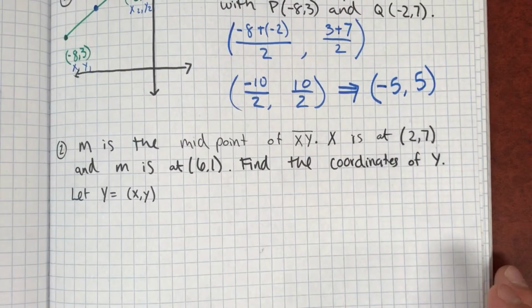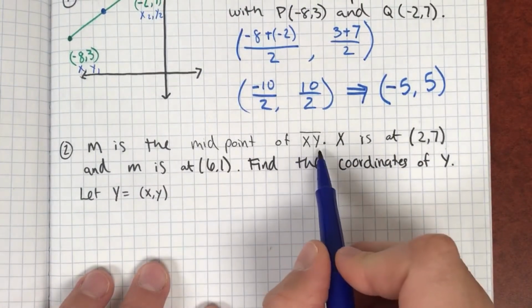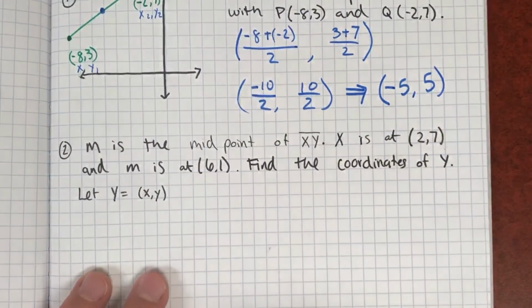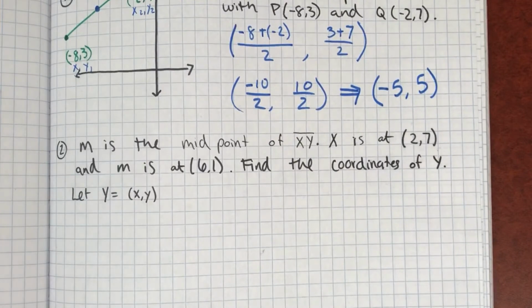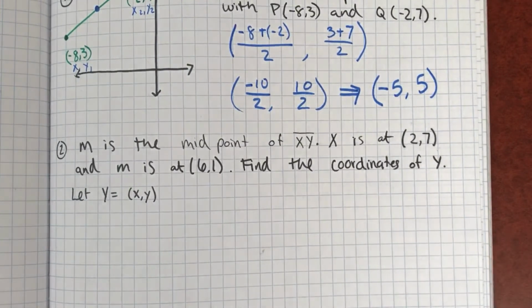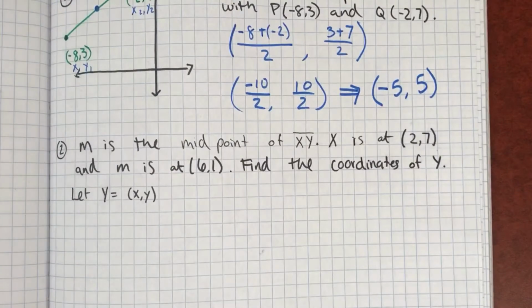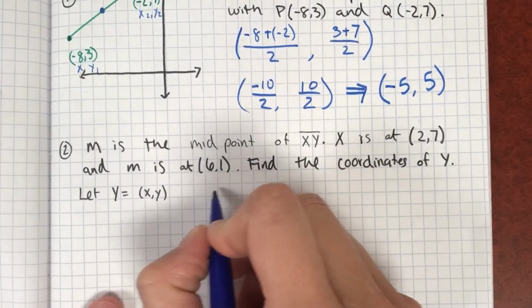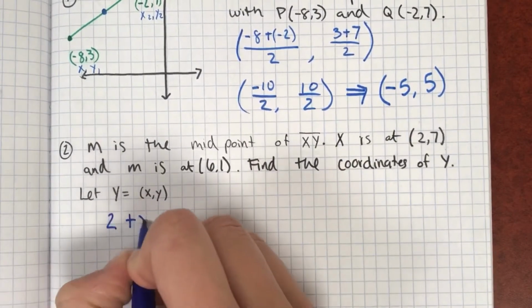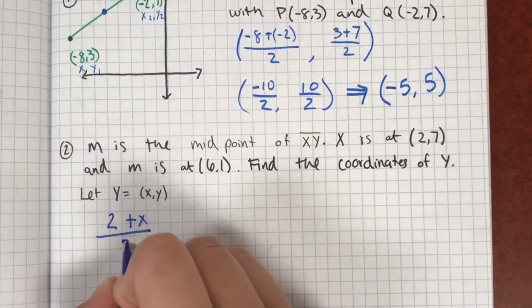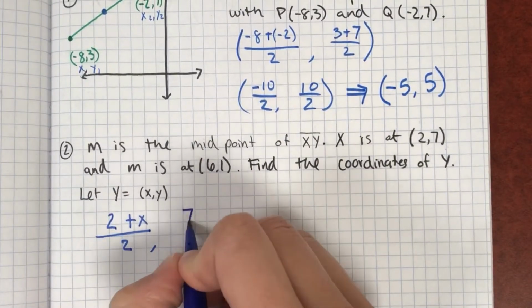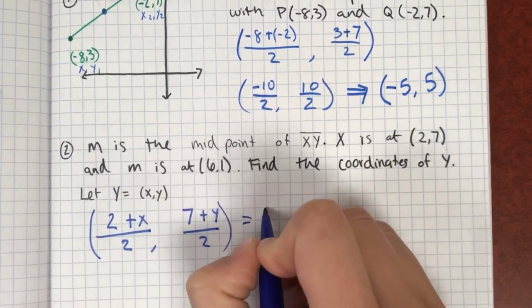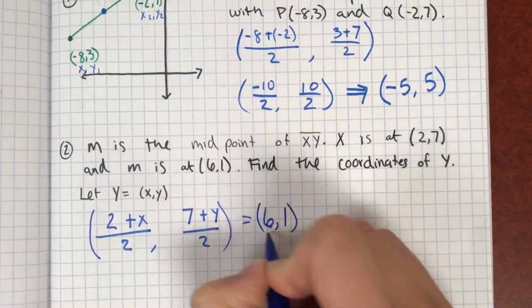All right, the next one says M is the midpoint of XY, X is at 2, 7, and M is at 6, 1. So we want to find the other endpoint. So we know one endpoint, we know the midpoint, we want to find the other side. So let's plug in what we know into our equation. So we've got one x value divided by 2, and we know one y value. And we know that the midpoint is 6, 1.